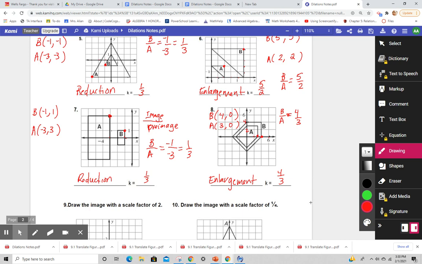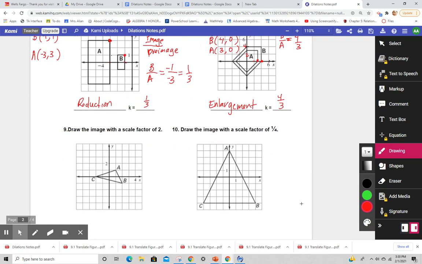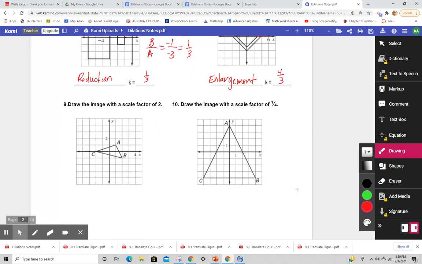All right, let's go to number 9. Draw the image with a scale factor of 2. So if we're going to draw this dilation, we're going to need the vertices of this figure here. So A is located at 1, 1. B is located at 2, -1. And C is located at -2, 0.